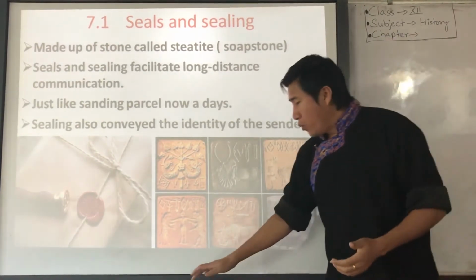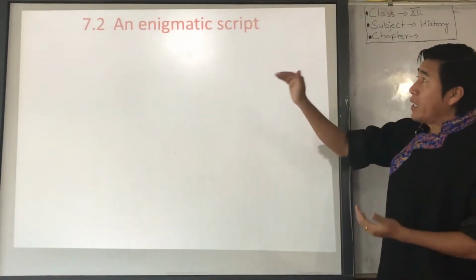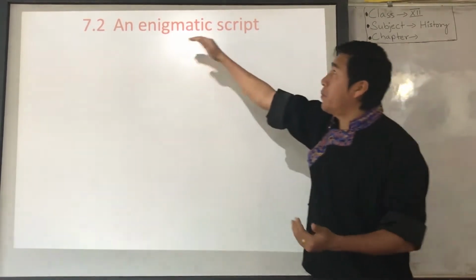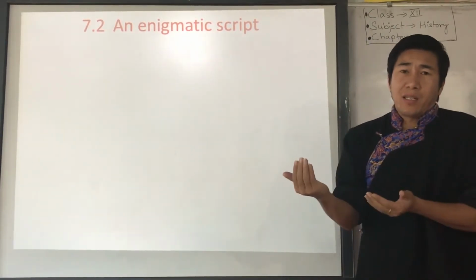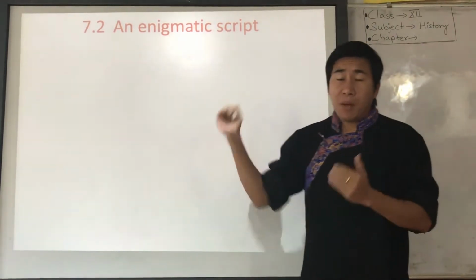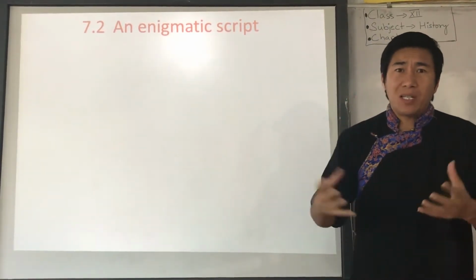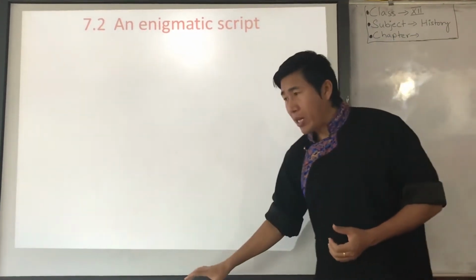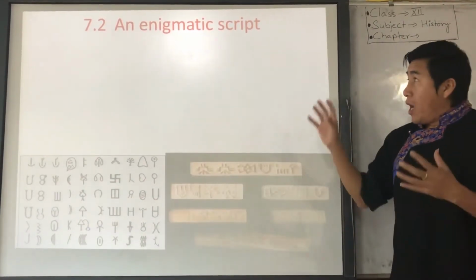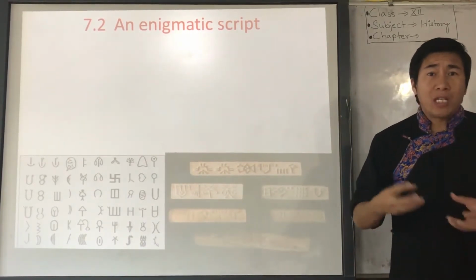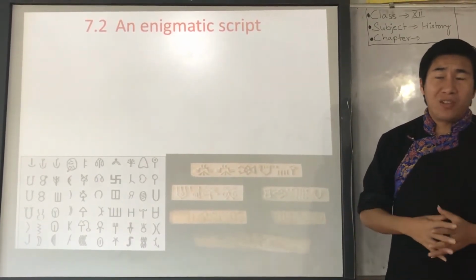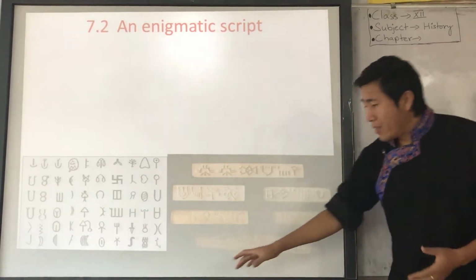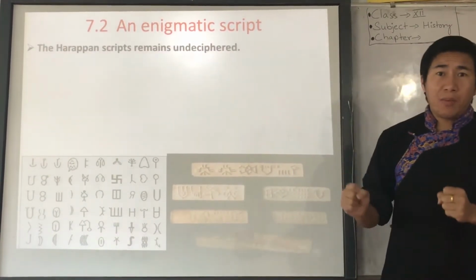So next topic, we are going to discuss an enigmatic script. Now here, Harappan script is called enigmatic. Why? First, enigma means doubtful or difficult to understand or mysterious, right? Why do we call Harappan script enigmatic? Because Harappan script is still not able to be read or deciphered. Archaeology is not able to read it. So that's why the Harappan script is called enigmatic script.